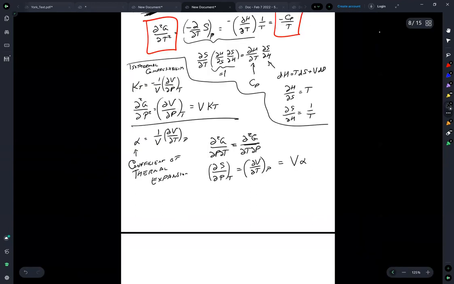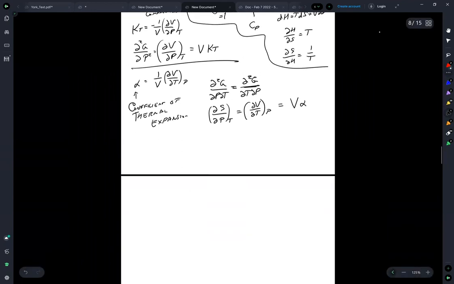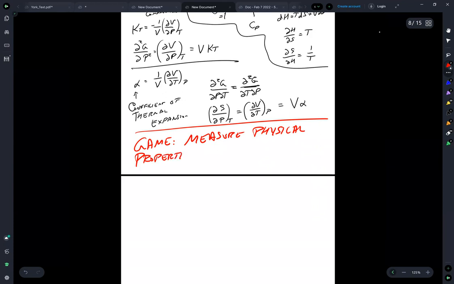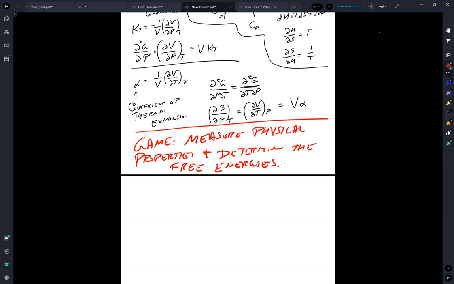So, and I think I mentioned this earlier, this is the name of the game. Make a bunch of measurements. Measure physical properties. And determine this by integrating those curves. Determine the free energies. And those free energies, once you have the shape of those curves, you can do all sorts of things, right? The state function gives you all the information you can possibly have about the state.